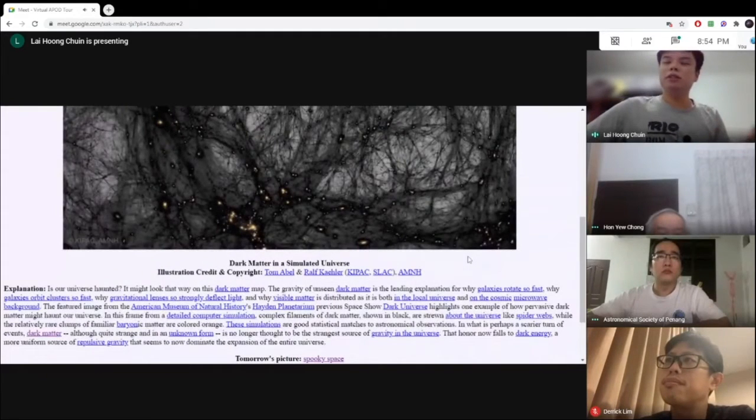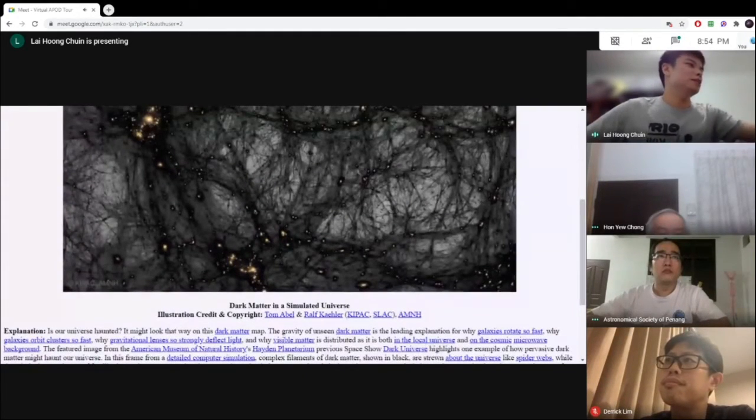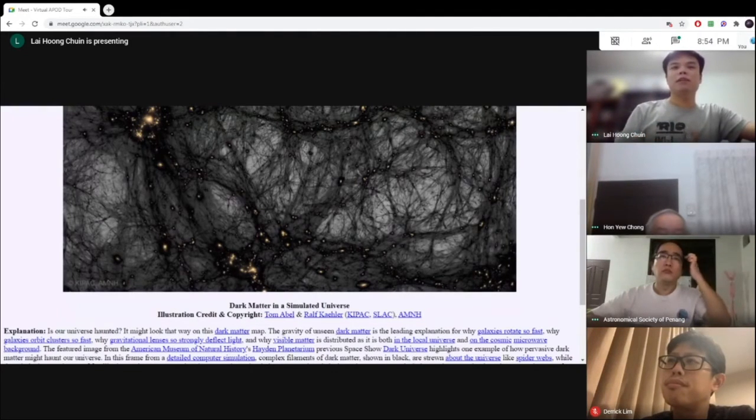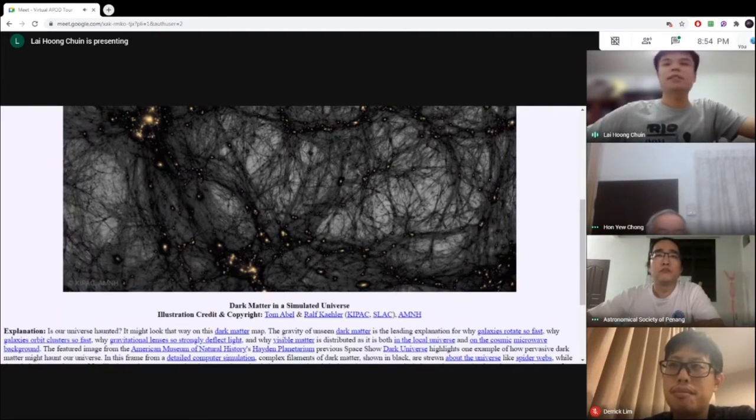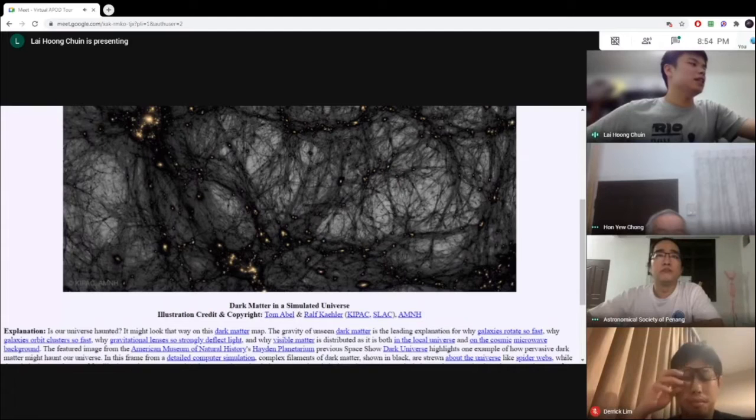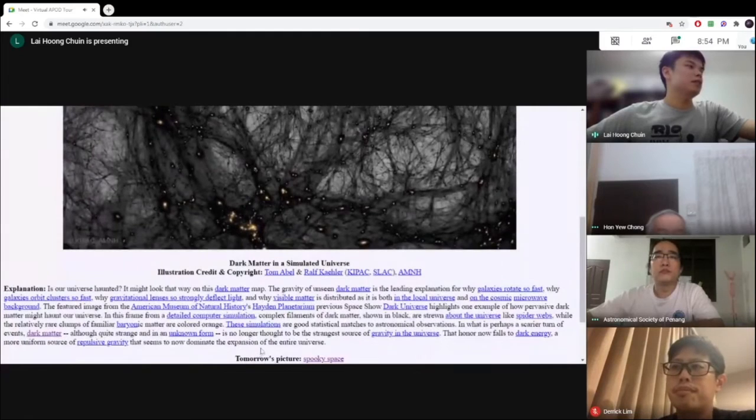Why this dark matter is so important, I'd like to point out, is because it is the leading explanation of why galaxies rotate so fast. We know our galaxy is rotating very fast, but rotating at such high speed, why can all the star systems stay inside the galaxy? One of the leading explanations is the gravity from this unseen dark matter. It also explains why galaxies orbit in clusters so fast, why gravitational lenses strongly deflect light, and why visible matter is distributed as it is, in both the local universe and the CMB, the cosmic microwave background.